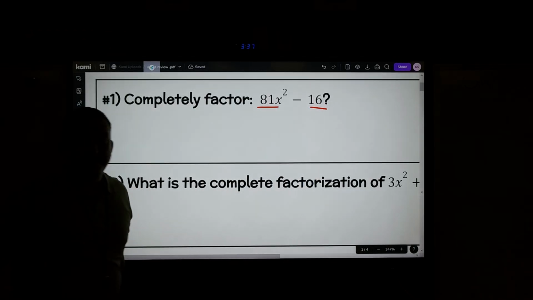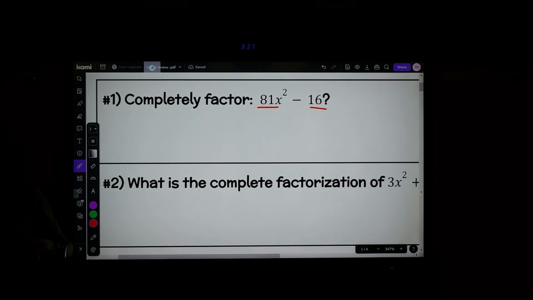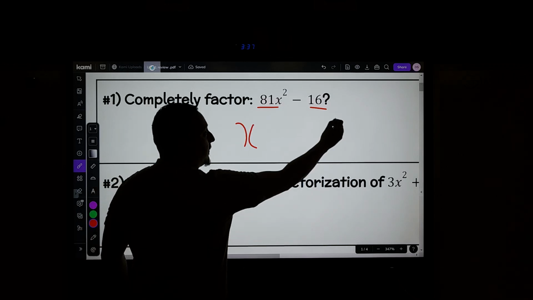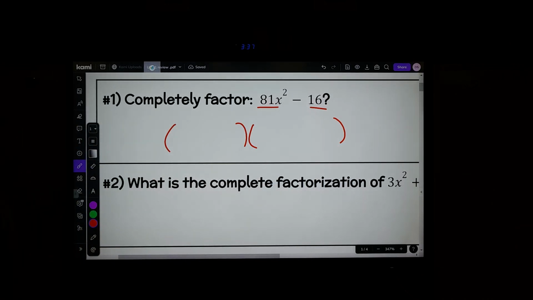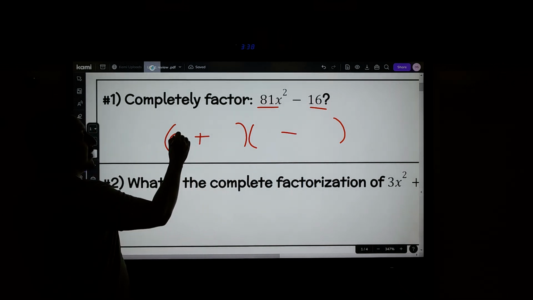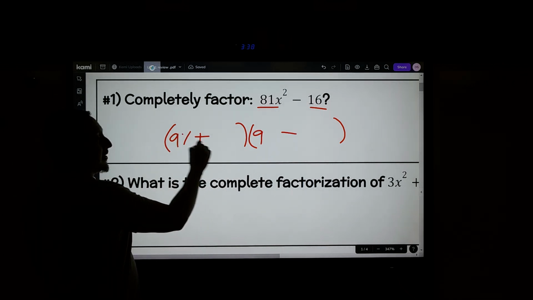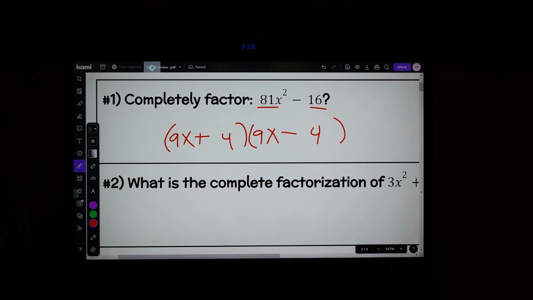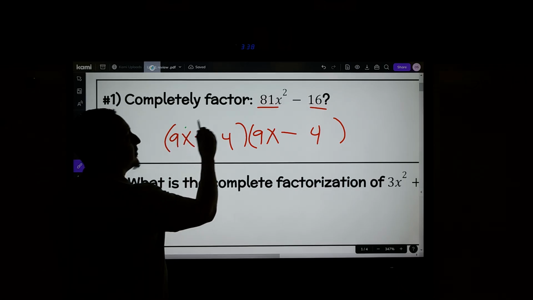81. Remember, perfect squares are just numbers that you square. 2 times 2, 3 times 3, 4 times 4. If it's minus and they're both perfect squares, those are called difference of perfect squares. And it's always two parentheses, one of them is plus, one of them is minus, and you put the numbers there that multiply to those numbers. So 9 times 9 is 81, 4 times 4. A common mistake here is some students will put x squared, but you have to multiply back to that one.